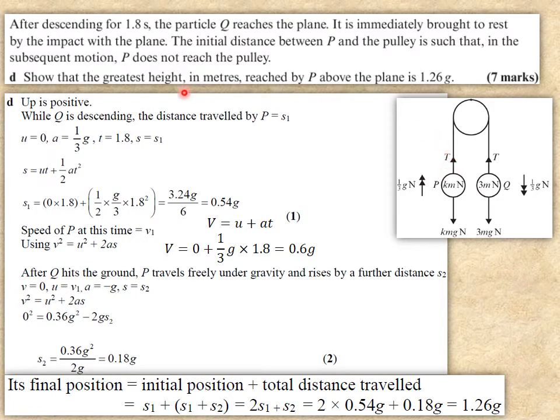P is somewhere here. Show that the greatest height in meters reached by P is 1.26 G. We leave the answer as G, where G is 9.8. Now, what is important here is, when Q moves down, the same distance P will move up. This is obvious, correct? So whatever distance Q moves down, the same distance P moves up. So I can say whatever this distance is, P will be at twice that height. But a very big misunderstanding here is, students think that's it, this is the final height P can reach, but that is not correct.